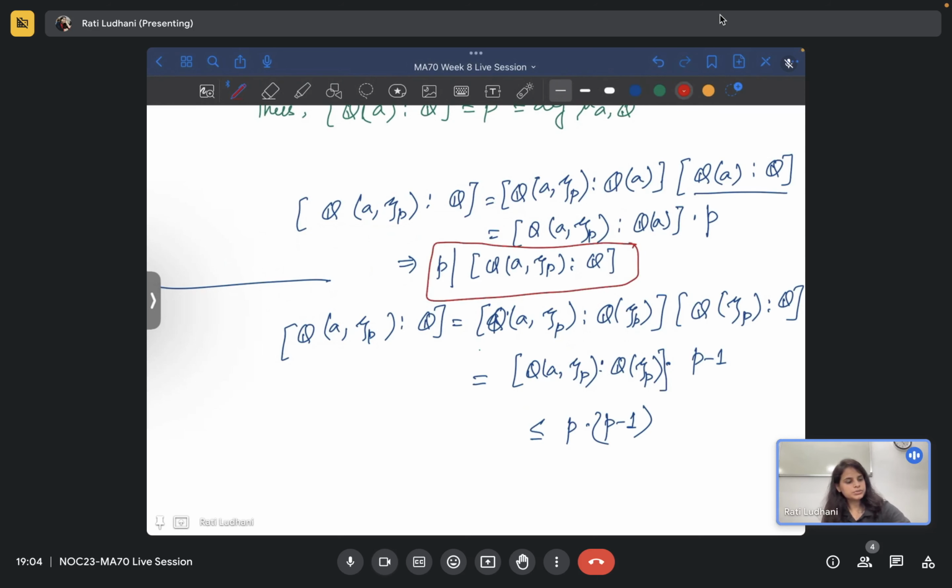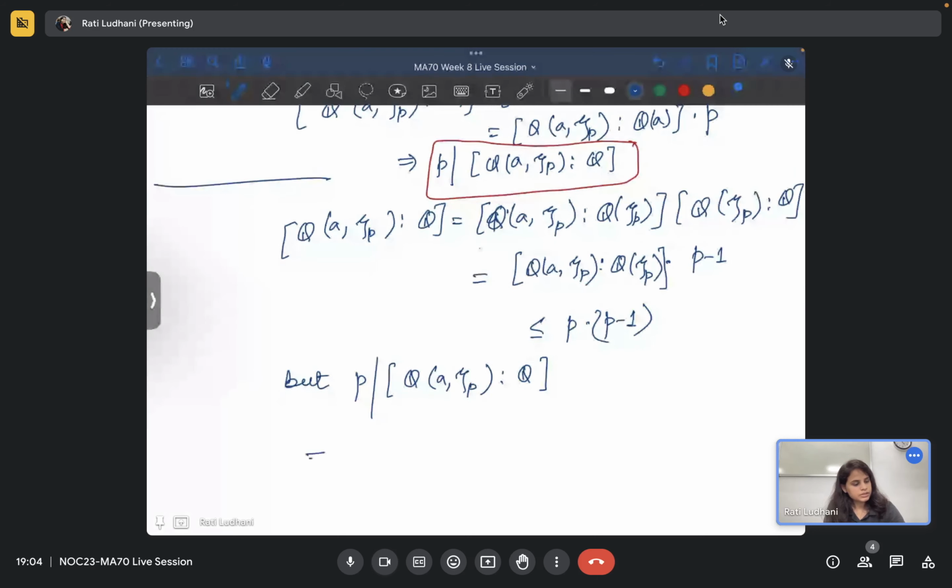And now let's use that. So P divides this L over Q, but P divides QA comma zeta P over Q. This implies P divides. Now you know that this is this factor, right? So this is this factor, and P minus 1, since P cannot divide P minus 1, that we know, because P is prime and P does not divide any number less than P.